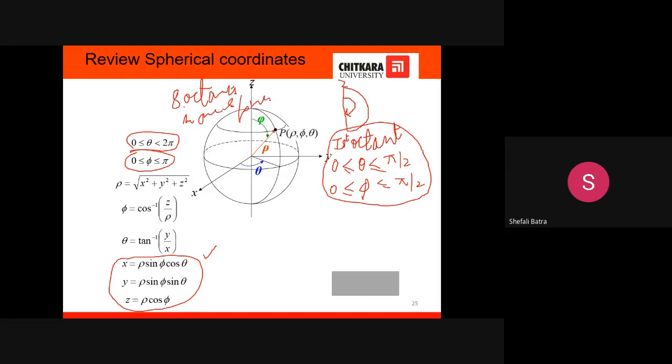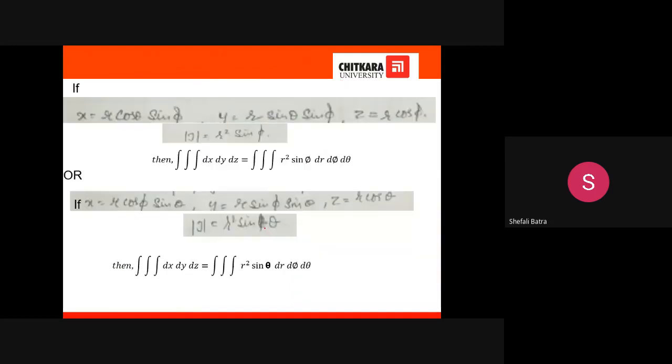And if you are taking these coordinates, then the value of the Jacobian is rho square sine phi, right? If x is equal to r cos theta sine phi, y is equal to r sine theta sine phi, z is equal to r cos phi, then the Jacobian would be r square sine phi. And then triple integration dx dy dz would be replaced by r square sine phi dr d theta d phi.